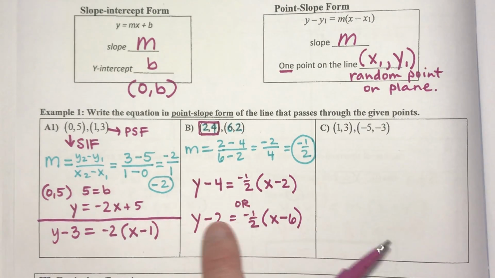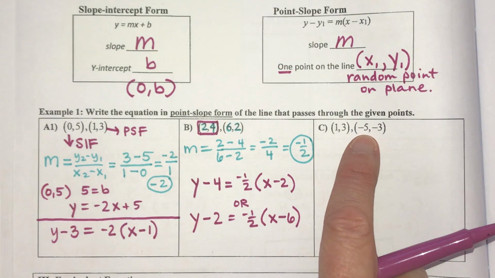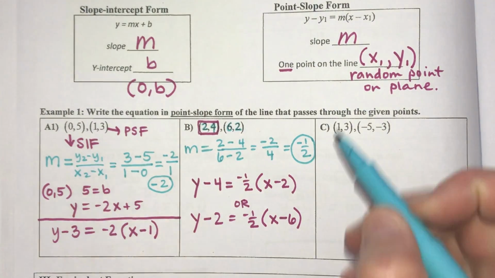Now the last set here that I have, maybe you want to try and pause the video and come up with the 2 point slope formulas, but first you're going to have to calculate slope. So go ahead, try it out, hit pause, and then when you're ready to check your work, hit play.